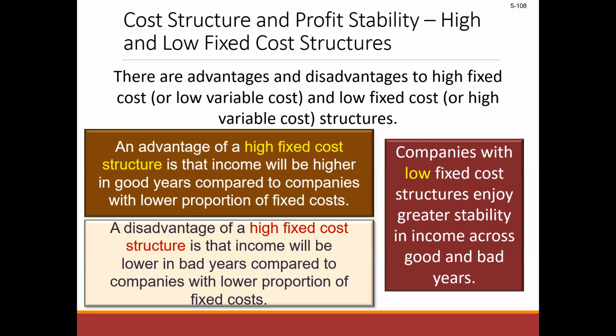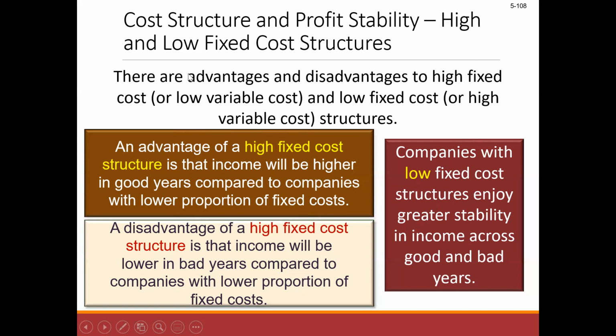High variable costs are safe in downtimes, but not necessarily give you the profit you want in really good times. An advantage of a high fixed cost structure is income's going to be higher in good years compared to companies with lower fixed costs. But this is a huge disadvantage, guys. A disadvantage of high fixed costs is income will be lower in bad years, and you want to keep surviving. And when you've got fixed overhead, you got to pay the bills. So companies with low fixed cost enjoy a better stability in both years, but the profits aren't going to be as great.